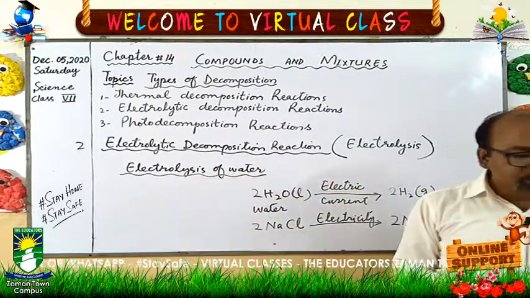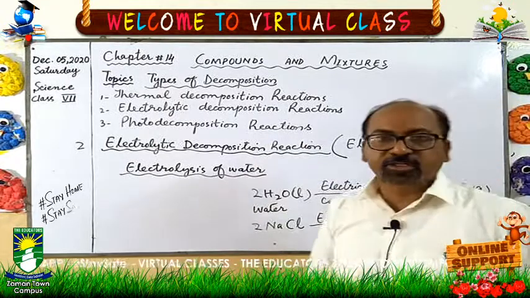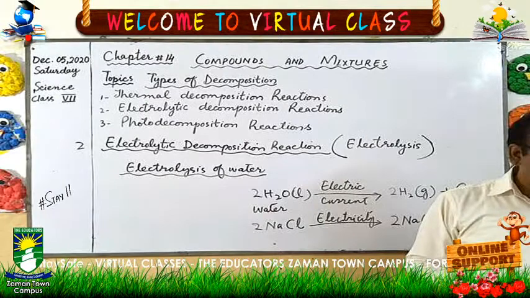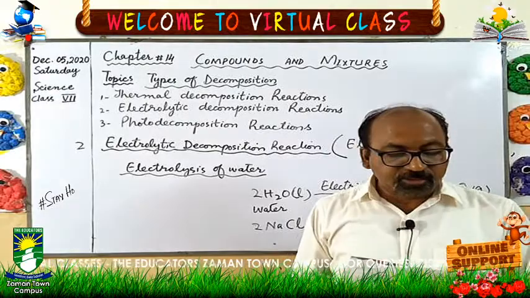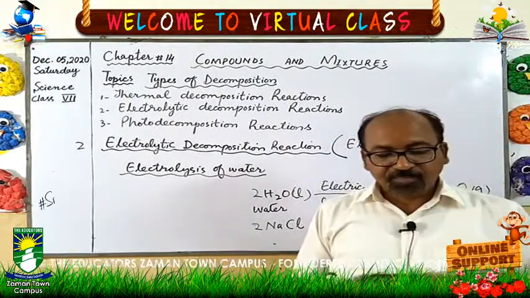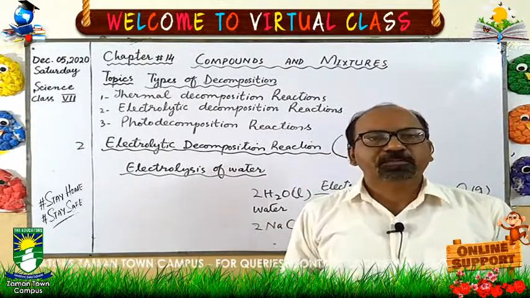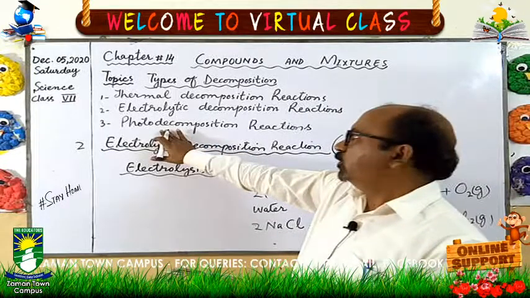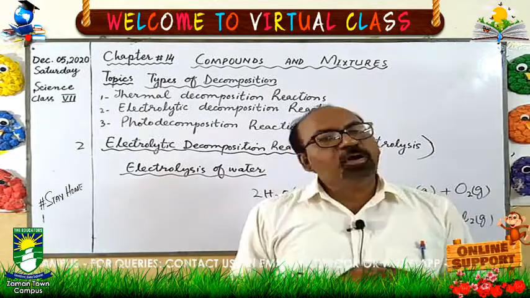The third reaction is photo decomposition reaction. Photo means light. Photo decomposition is a chemical reaction in which a substance is broken down into simpler substances by exposure to light. The second name of light is photons. So that's why it is called photo decomposition reaction, because we are providing photons or light.